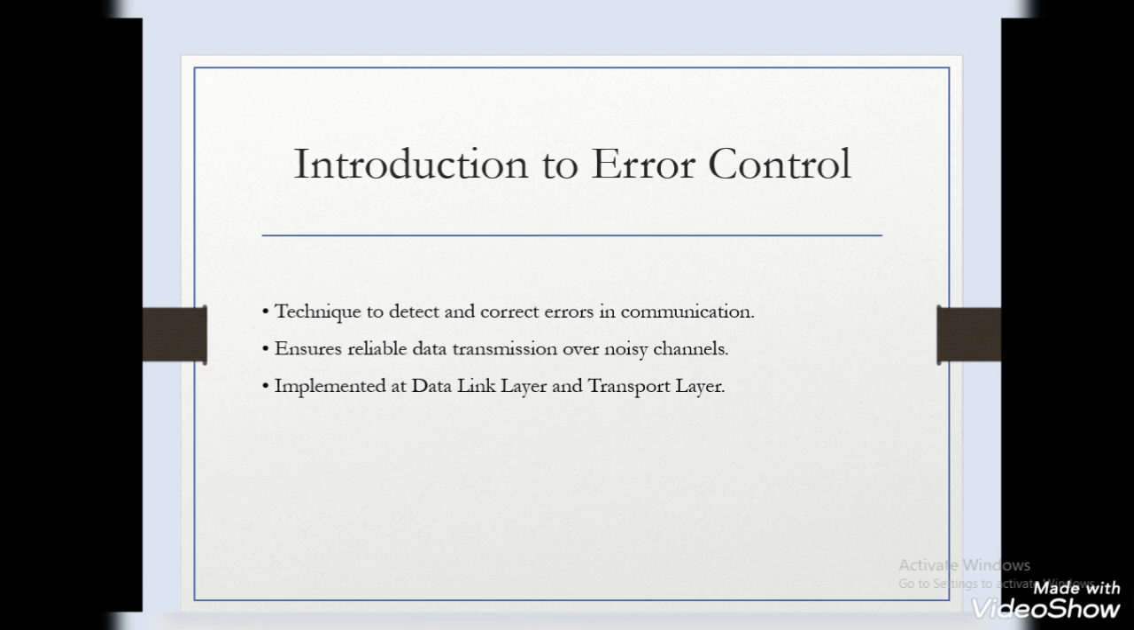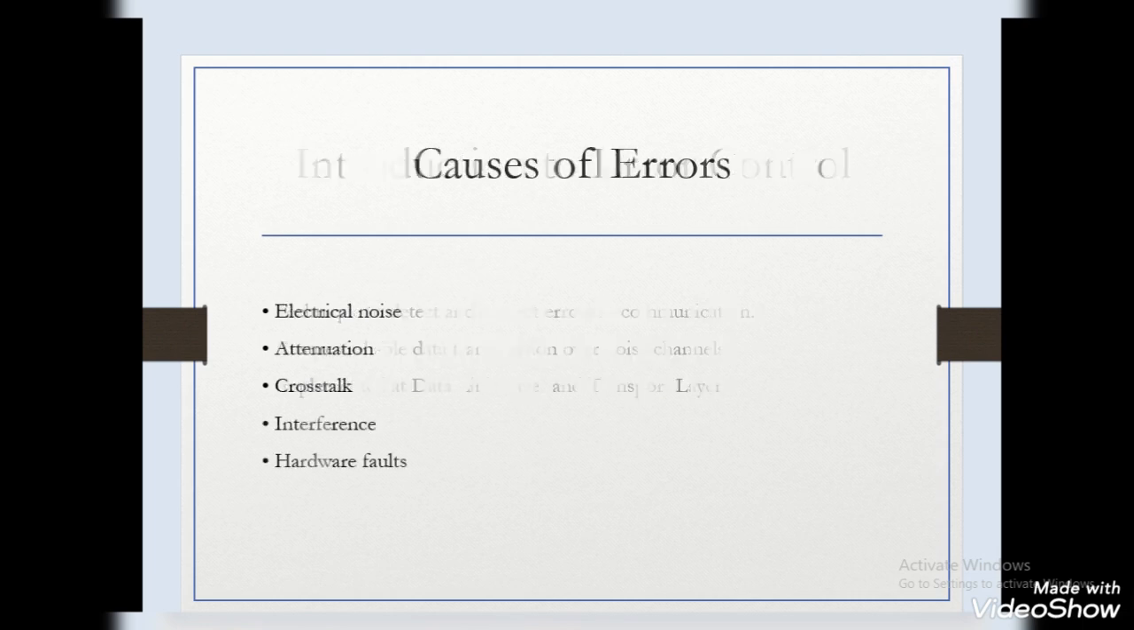The second slide of my PPT shows the causes of error. The causes of error list common reasons why errors happen in data transmission. The first is electric noise. Second, attenuation, which is a signal weakening.